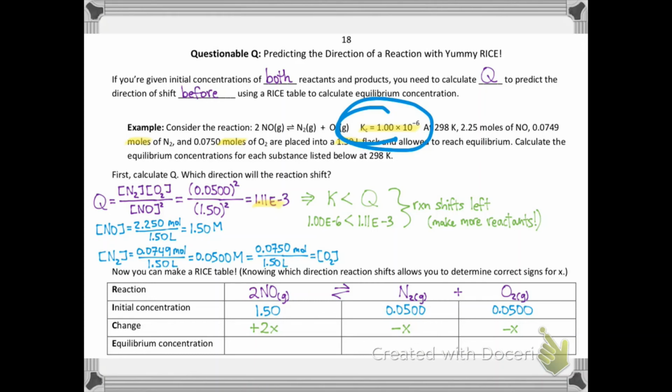So let's go ahead and fill in the very last row. When you're ready to check, unpause the video.